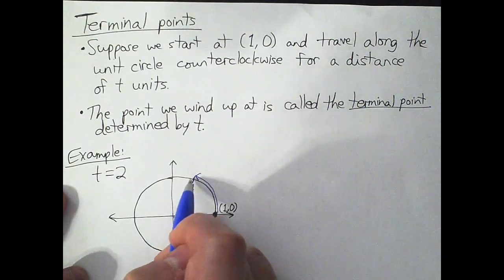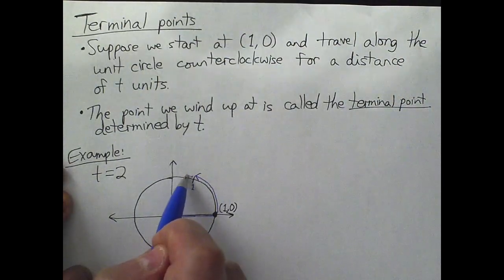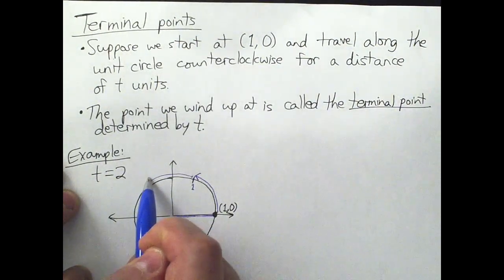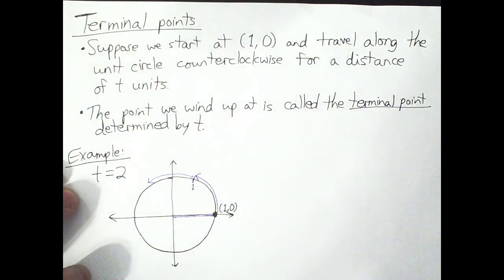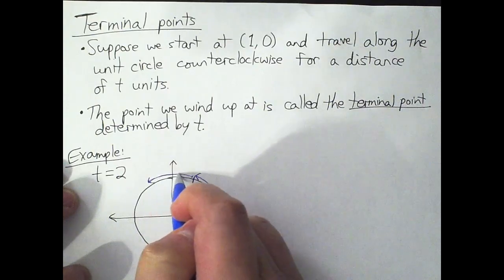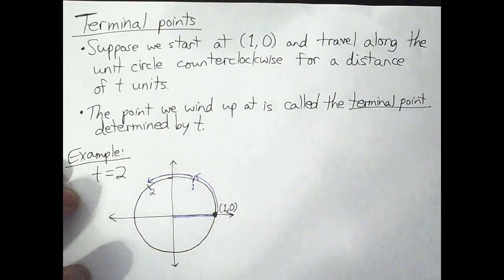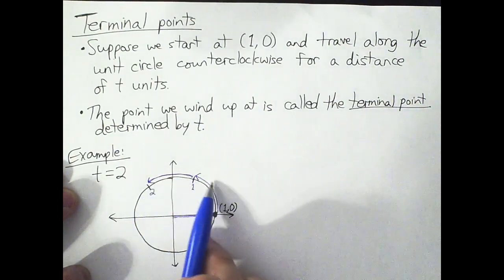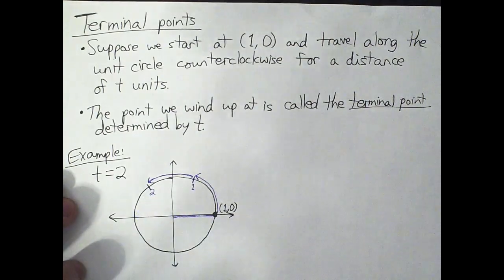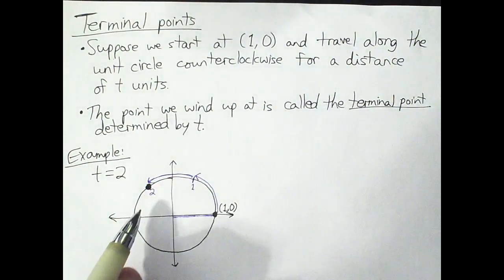And now let's try to go another 1 unit, see where we wind up. Maybe about that far. We're kind of estimating when we draw this. I guess if you wanted to be more accurate, you could get out a piece of string and measure it. But I'm going to say that we've gone about 2 units of distance along this curve. Oh, and we wind up at some point. I'm going to shade this in really dark. That would be the terminal point.